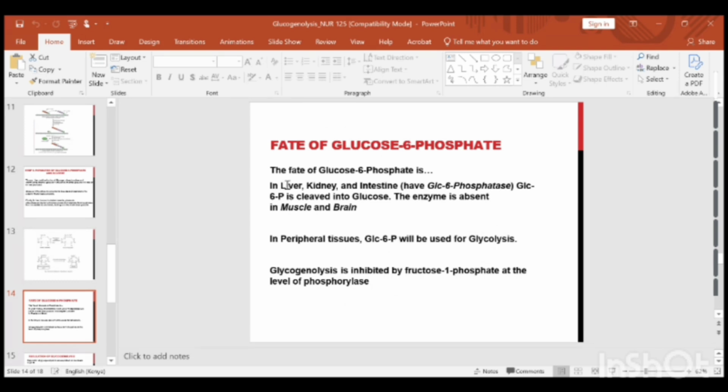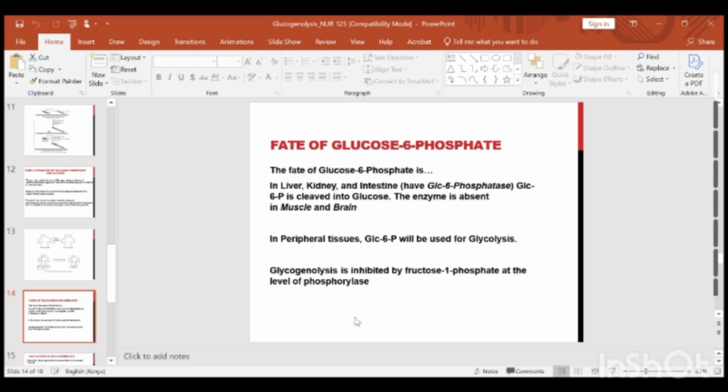So just to emphasize, the fate of glucose 6-phosphate: in the liver, the kidney and intestines, that is where we have glucose 6-phosphatase. But mainly this is present in the liver, and we're also adding here that it's present in the intestine. So all this can be utilized in producing glucose from glucose 6-phosphate. But the enzyme glucose 6-phosphatase is absent in the muscles, it's also absent in the brain. And as you see, these two organs really require glucose. So they have to depend on the liver, kidney, and intestines for the glucose 6-phosphate to be converted to glucose with the help of glucose 6-phosphatase. Then the muscles and the brain can pick it up.